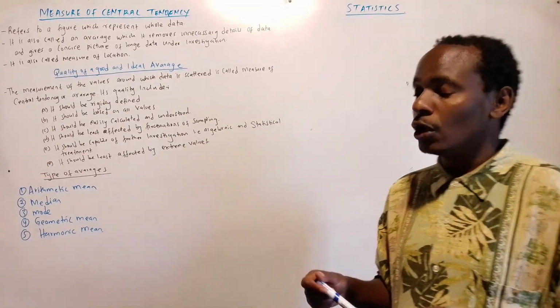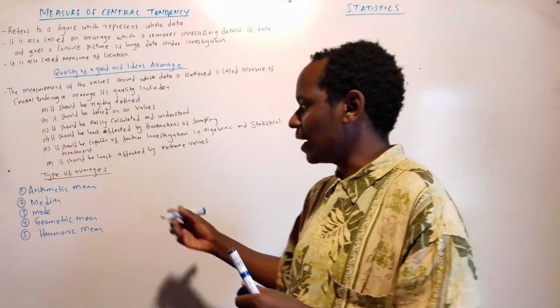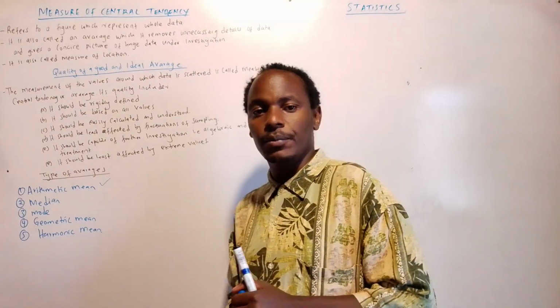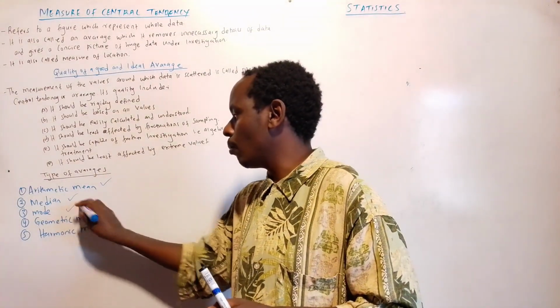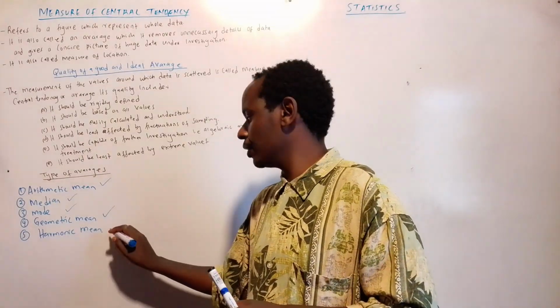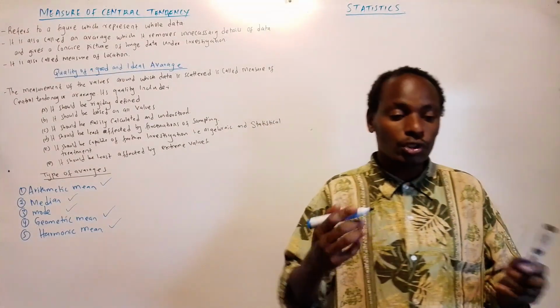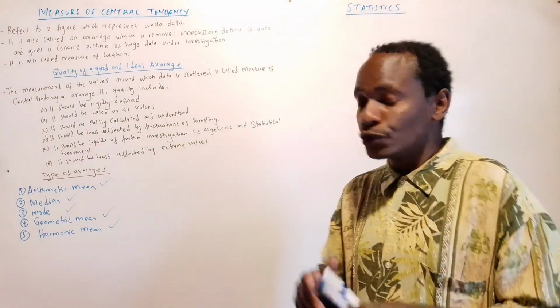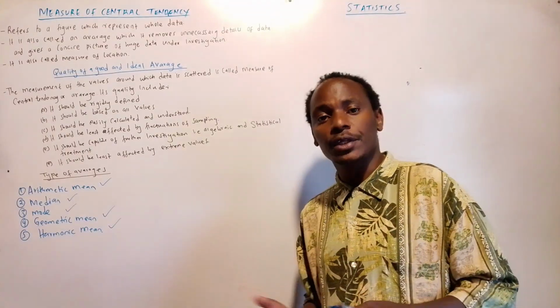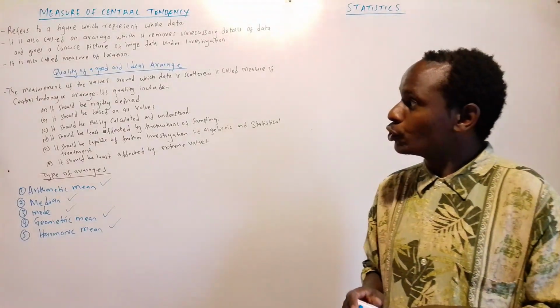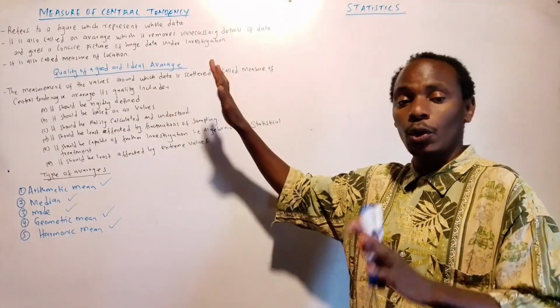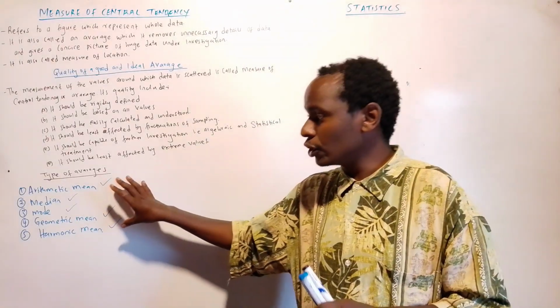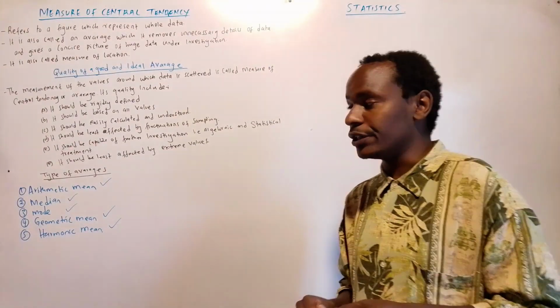Let us see, what are those figures? So those figures are, for example, arithmetic mean, median, mode, geometric mean, and harmonic mean. So those are examples of figures that we use so as to come up with a concise and clear picture of our data. So those figures are what we call the types of averages.